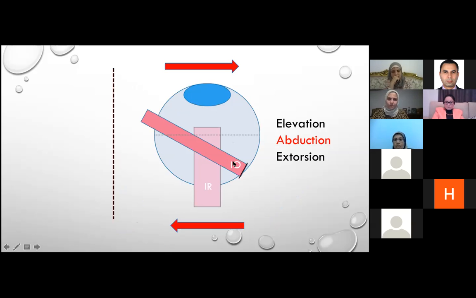And also, as it's inserted behind the equator on the temporal side, when it contracts, it adducts the back of the eye, so it abducts the front of the eye, so it causes abduction and extorsion, which is the main function of the inferior oblique.